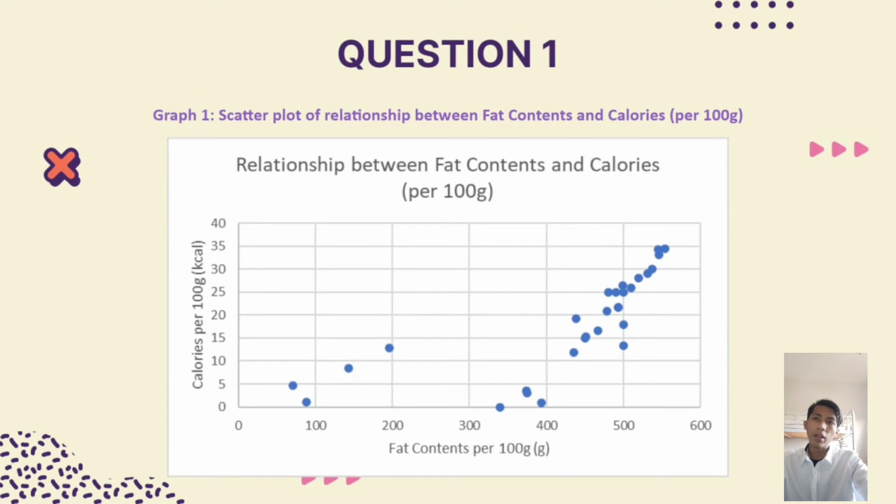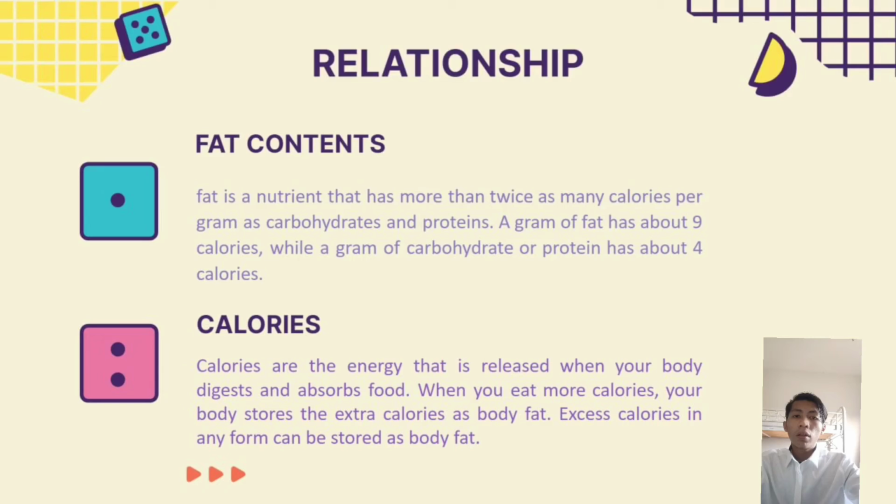Answer for question 1. This graph is the scatter plot of the relationship between fat content and calories per 100 gram. For this scatter plot, we take the x direction as the fat content while the y direction is the calories. The relationship between fat content and calories is that fat is a nutrient that has more than twice as many calories per gram as carbohydrate and protein. A gram of fat has 9 calories while carbohydrate and protein have 4 calories.